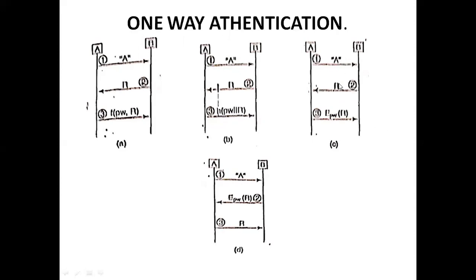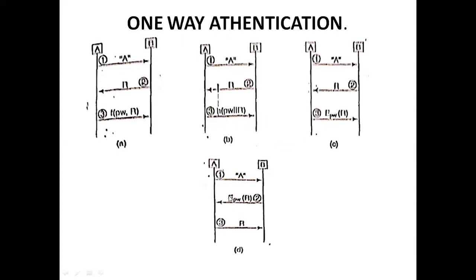In the third one, A sends its identity A to B. B sends its nonce R, a randomly generated number, to A. A then encrypts the password with the nonce R. So here encryption takes place.